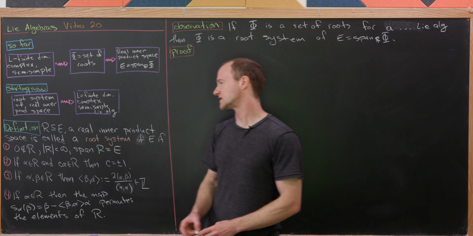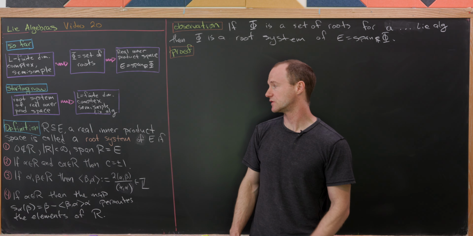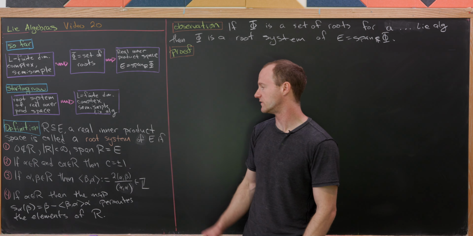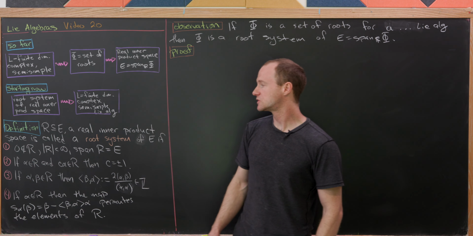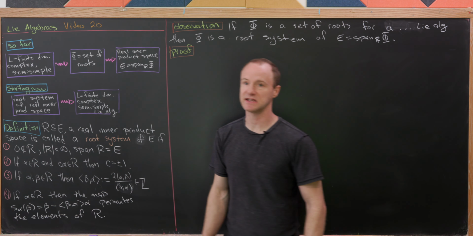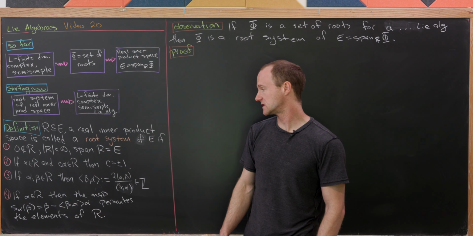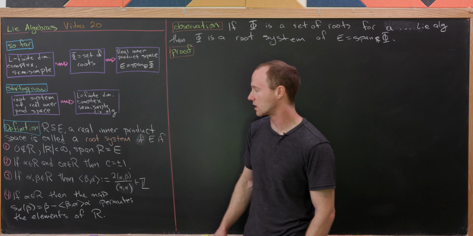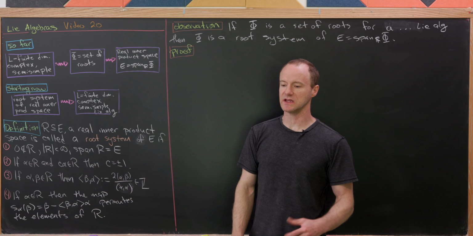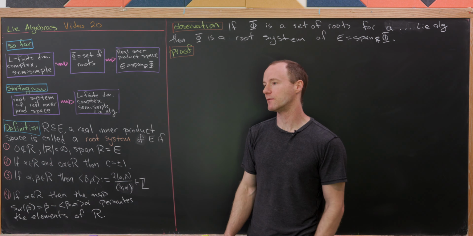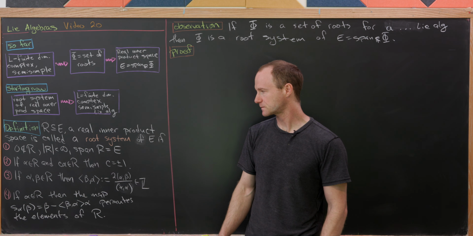So R, which is a subset of E, where E is a real inner product space, is called a root system of E if it satisfies these four axioms. First of all, 0 is not contained in R. R contains only finitely many elements, and the span of R is E. Notice I'm not saying that R is a basis for E. In fact, most of the time, R will not be a basis for E. I'm just saying that it spans E.